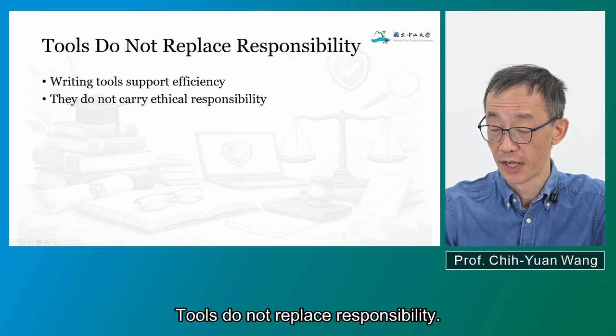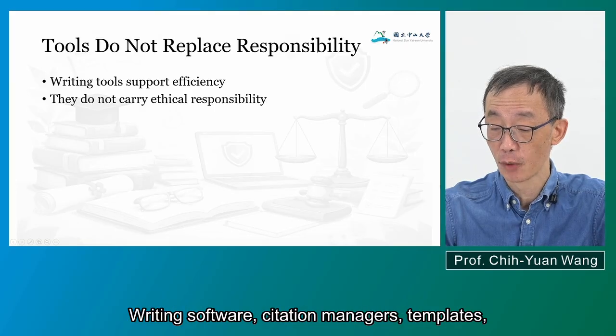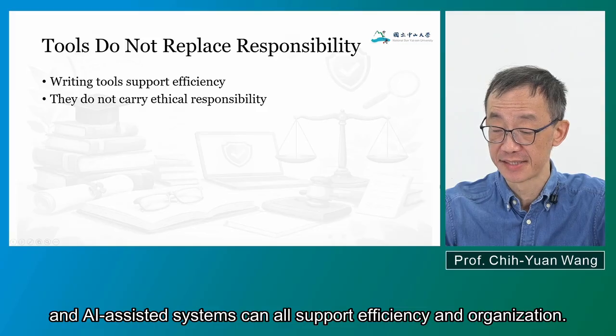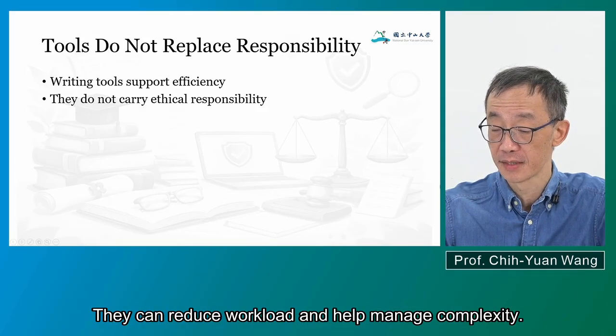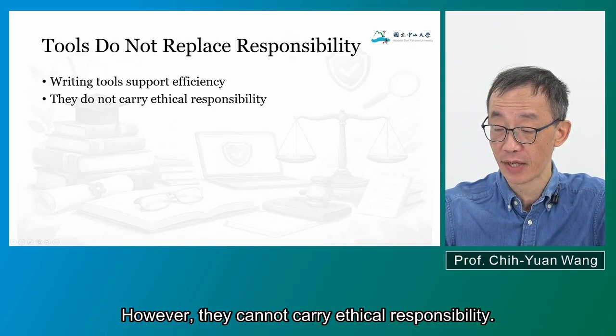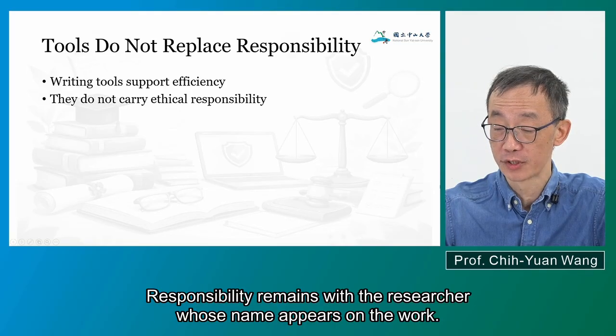Tools do not replace responsibility. Writing software, citation manager templates, and AI-assisted systems can all support efficiency and organization. They can reduce workload and help manage complexity. However, they cannot carry ethical responsibility. Responsibility remains with the researcher whose name appears on the work.